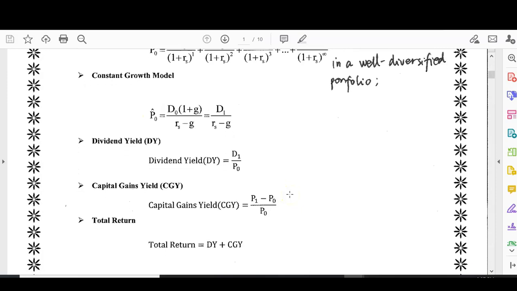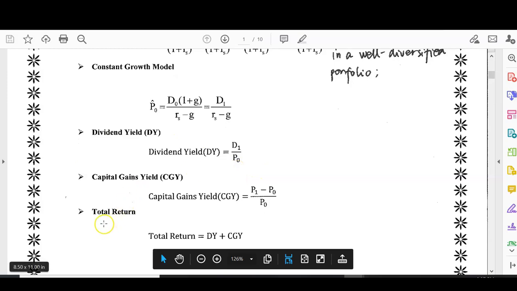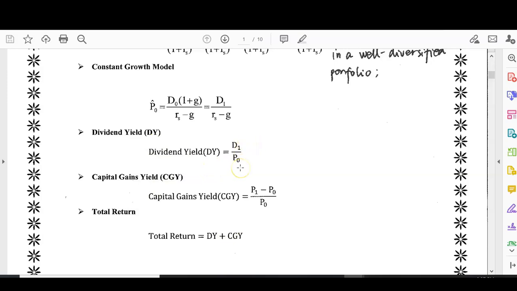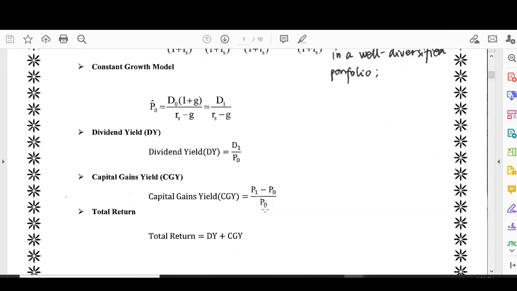Okay, besides these, we would have a group of concepts where dividing total return into two components, dividend yield and capital gains yield. The total return of the stock equals DY, dividend yield, plus capital gains yield, CGY. And dividend yield of the stock is D1 over P0, dividend at time 1 divided by original price. Capital gains yield is the change in price, P1 minus P0, divided by P0, the original price. Okay, so here are some key concepts we're going to learn today.